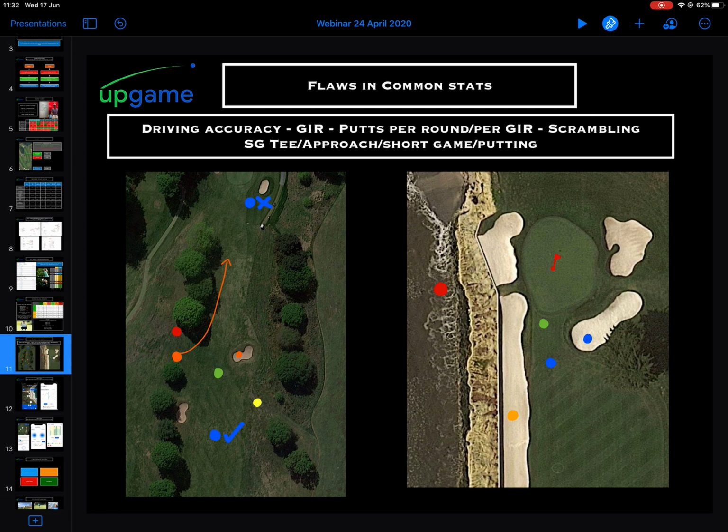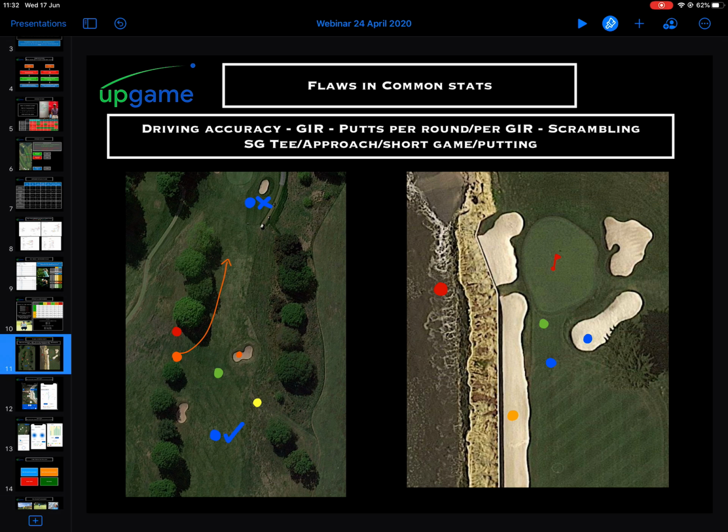If we look quickly at some of the traditional stats that you may be familiar with in golf, things like driving accuracy. If we look on the left image, you'll see 2 blue dots. The bottom one is one where I've topped the ball 100 yards, but it's hit the fairway. By the driving accuracy stat, I get a tick for that. It looks a good drive.